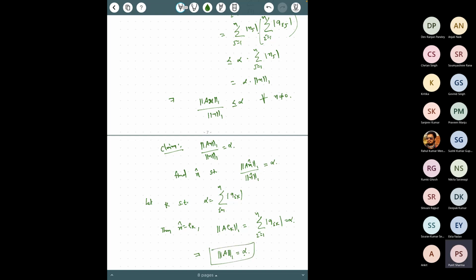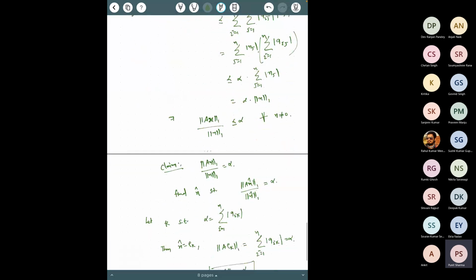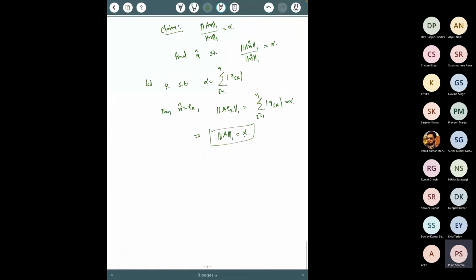So now you know what the operator one norm of a matrix would be for any matrix. Here I have not assumed any particular matrix. I just said that A is any matrix of size n cross n, then its operator one norm is equal to the maximum column sum. Similarly, for the operator infinity norm, it is equal to the maximum row sum. Following exactly similar steps, you can prove that. So this I will give you as an exercise.